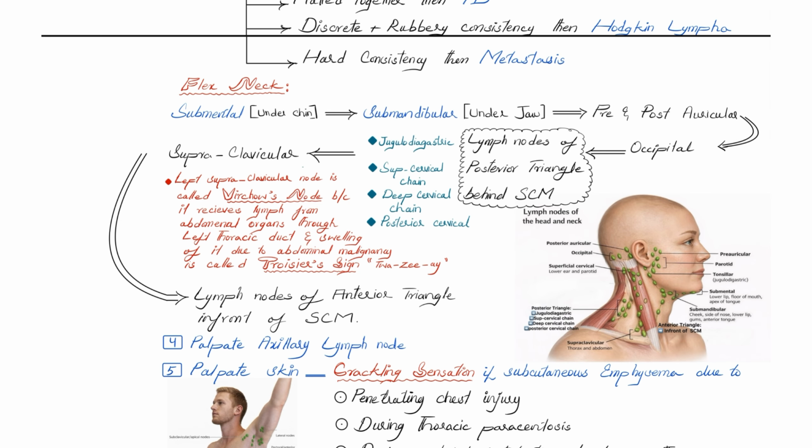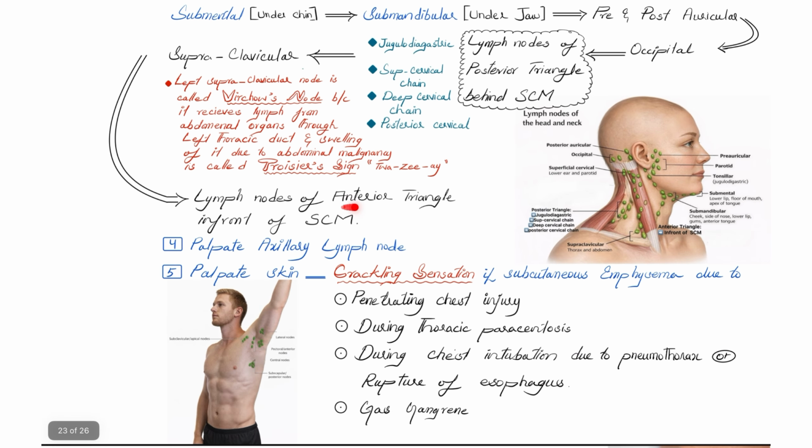Now remember that the left supraclavicular lymph node is called Virchow's node because it receives lymph from the abdominal organs through the left thoracic duct. And if the left supraclavicular lymph node is swollen and palpable, it can be because of metastasis of abdominal malignancy, and this is called Troisier's sign. Then perform the examination of lymph nodes of the anterior triangle of the neck, which is present in front of the sternocleidomastoid.